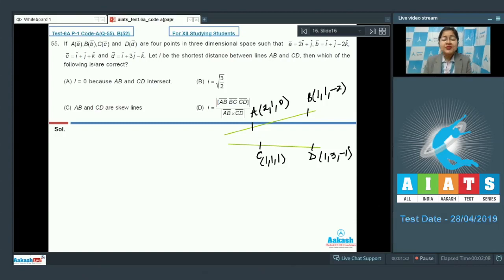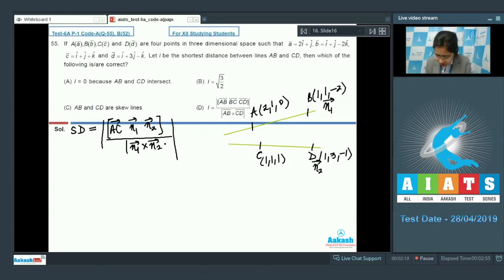So a very simple and sweet question. We know the formula of shortest distance, let us say SD. It will be equal to the modulus of the scalar triple product of the AC vector, let us say η1 vector is representing the direction ratio of the line AB and η2 vector is representing the direction ratio of the line CD. So AC vector, η1 vector, η2 vector divided by the modulus of η1 vector cross η2 vector. We have to take the modulus of this as a whole, so that will be the shortest distance, right?